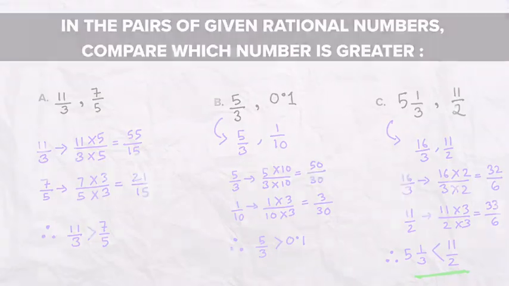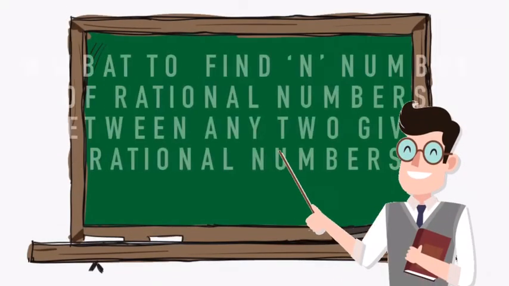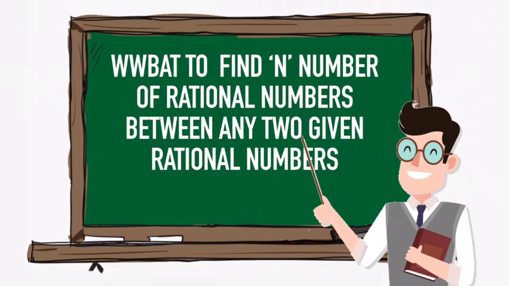Okay, let's come to the next objective for today. The objective is we'll be able to find n number of rational numbers between any two given rational numbers. Okay, what does this mean? This means you'll be given two rational numbers. आपको दो rational number दिया रहेगा और आपको question में पूछेगा कि find n number of rational numbers between these two. N number can be anything. It can be 1, 2, 3, 4, 5, etc. Okay, we're going to see how to do that exactly.